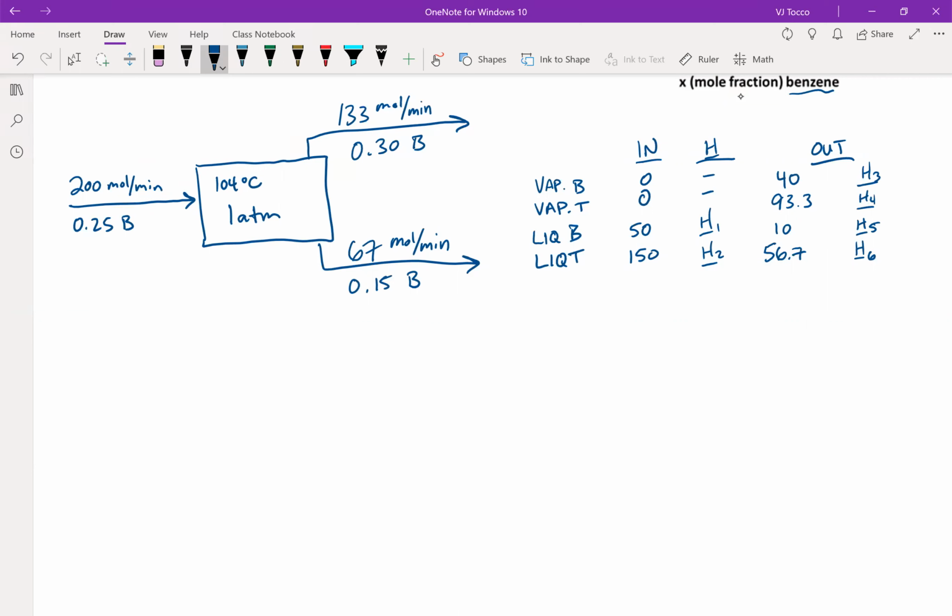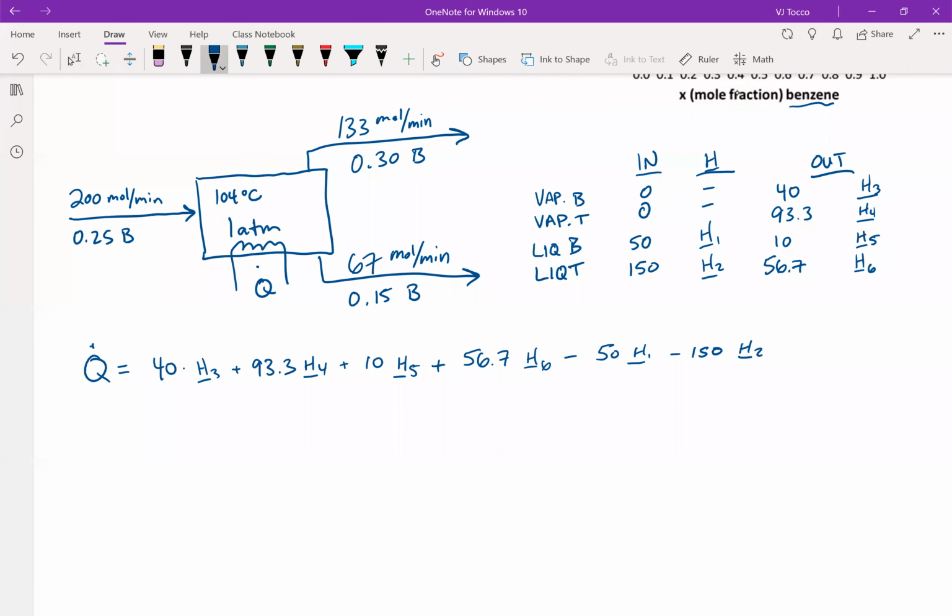Next step is to do the energy balance. My energy balance equation is going to simplify to Q. I should have drawn a little heating coil here. Q is equal to my delta H. So here's my energy balance equation, and like I said, the rest of the problem is going to deal with figuring out what these delta H's are.